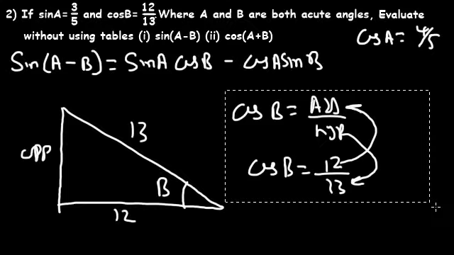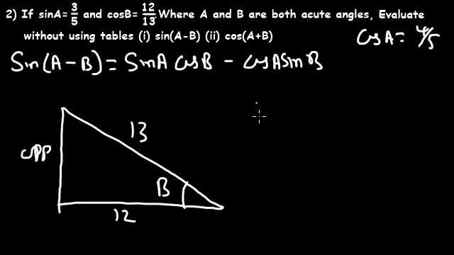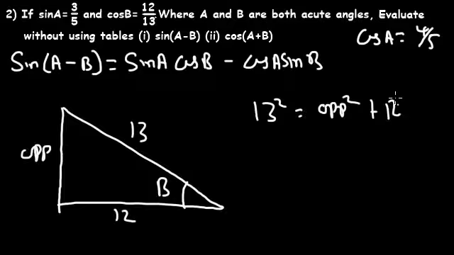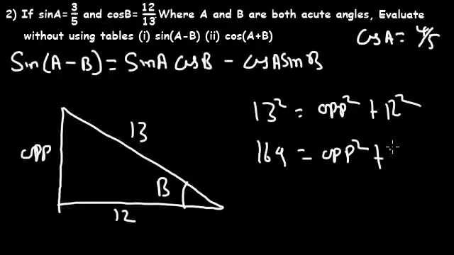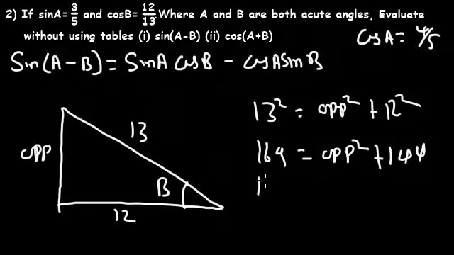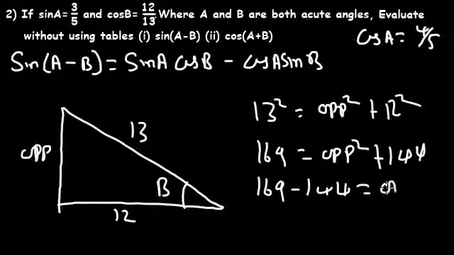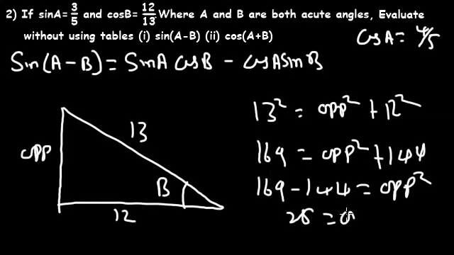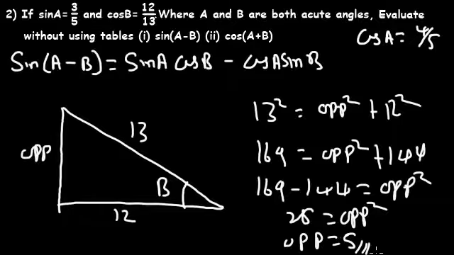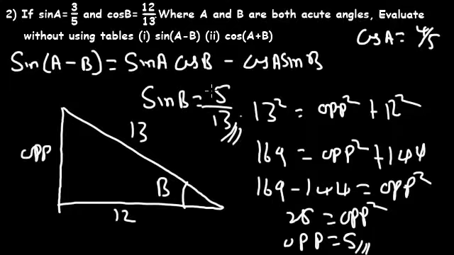So now we can get the value of opposite using Pythagoras theorem. We know that 13 squared will be equal to opposite squared, OPP squared, plus 12 squared, adjacent squared. 13 squared is 169. Then the opposite squared is still what we are looking for. 12 squared is 144. So we subtract 144 from both sides, and we have 169 minus 144. This will give us 25 equals OPP squared. Now, by taking the square root of both sides, OPP results in 5. So that is the opposite side. So therefore, sine B will clearly be equal to opposite 5 over hypotenuse 13. So that is sine B as well.